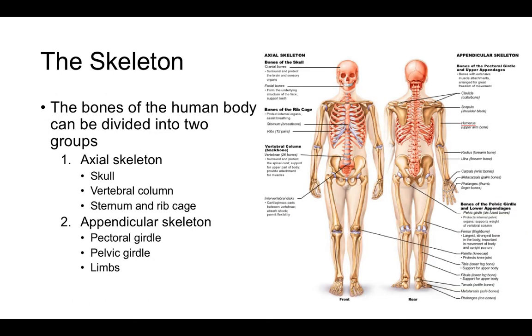So here's a skeleton, which is divided into 2 major divisions. We have the axial skeleton and the appendicular skeleton. The axial skeleton is everything that moves in the axis, right here, up and down. So we have the skull, the vertebral columns, the sternum, and the ribs, everything right here. And the appendicular skeleton is everything out on the edges. So we have the pectoral girdle, and we have the pelvic girdle, plus the attaching limbs.